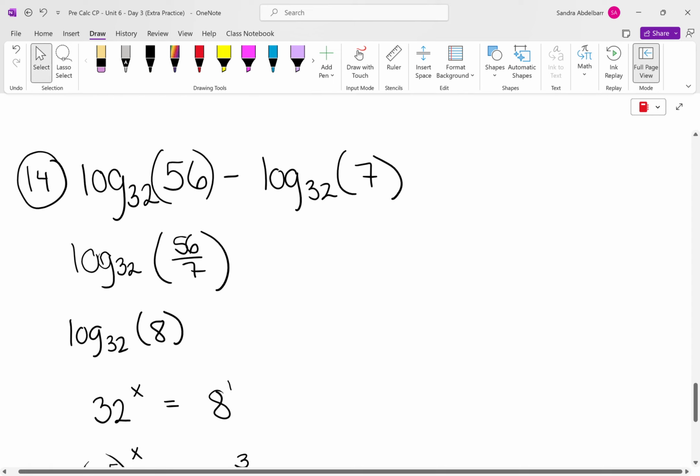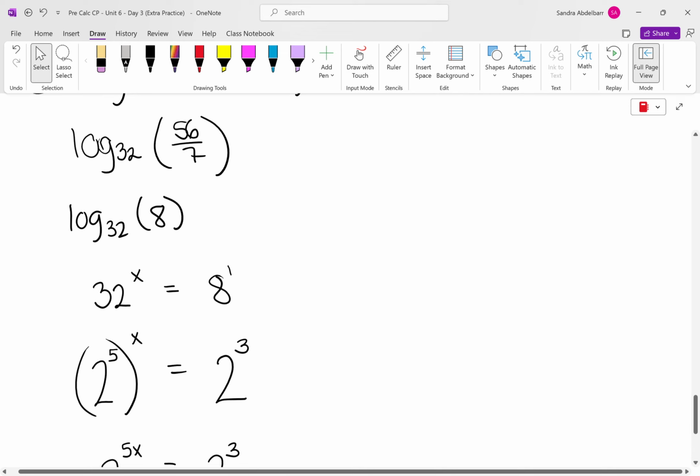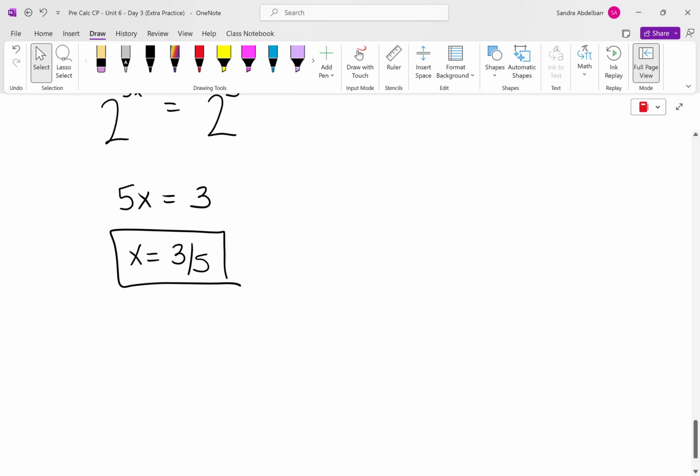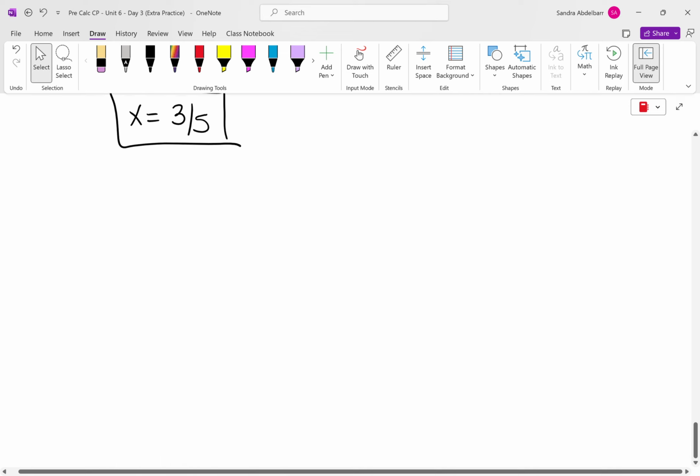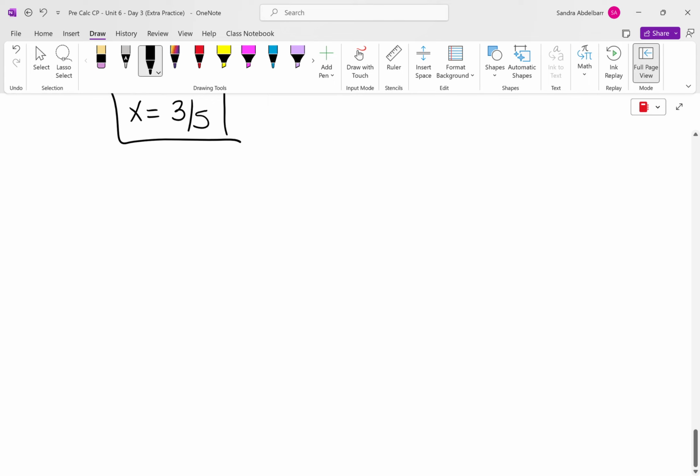What number was this? 14. Okay, so this one's going to look intimidating, but don't be intimidated by it.